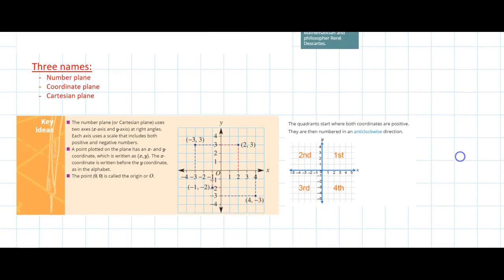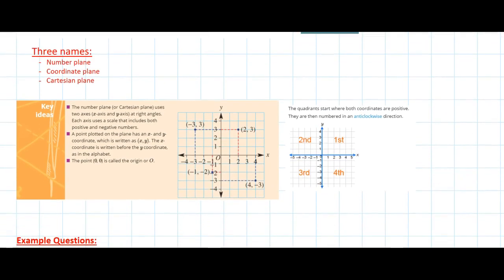It's important that as we go through, you understand the three names. As you hear these three names, they basically mean the same thing; it's more just the vocabulary. It can be referred to as the number plane, the coordinate plane, or the Cartesian plane. Even though you might hear these three things, they all mean the same thing.